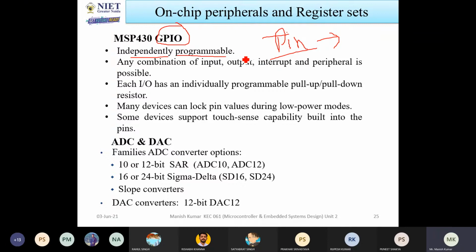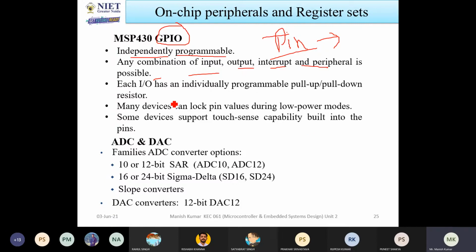Now any combination of input, output, interrupt and peripheral is possible. So with the help of this pin, you can also use any device which works as an interrupt. Like you are interfacing a sensor with any port. So what will happen? If the sensor gets the input, it will inform the controller, I got the input. And then the controller will consider that input and do the job accordingly.